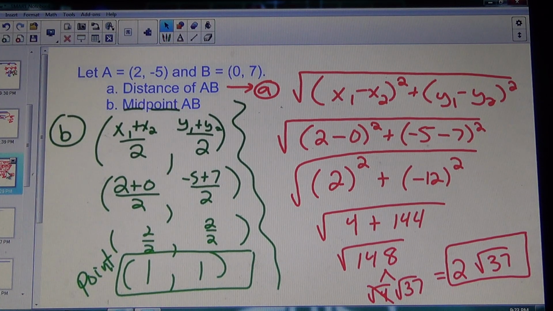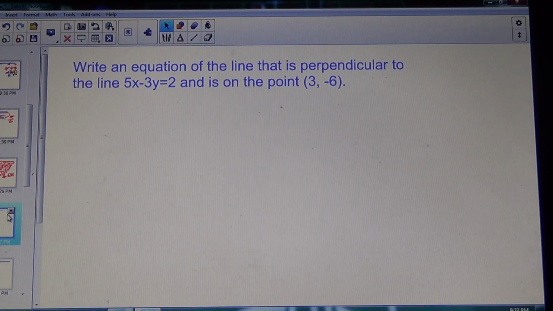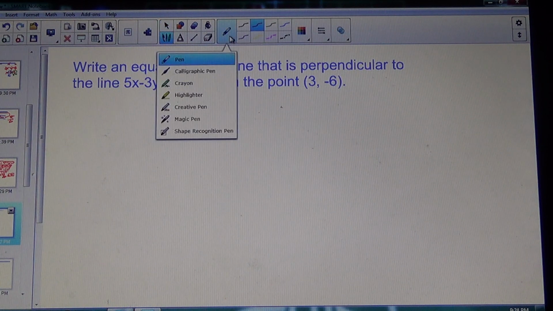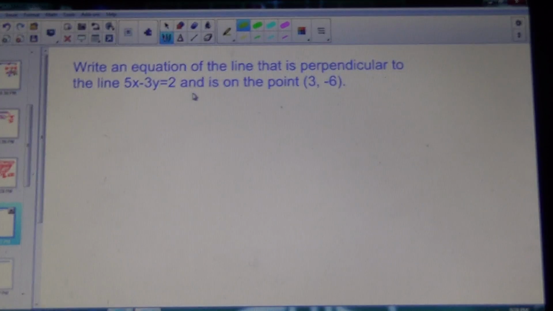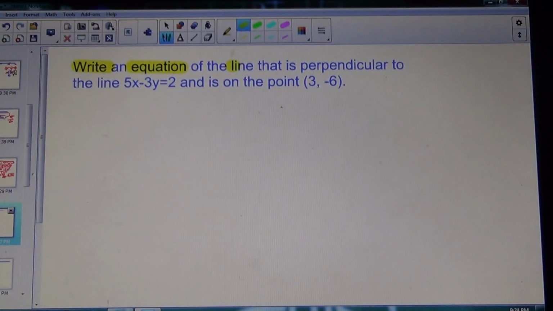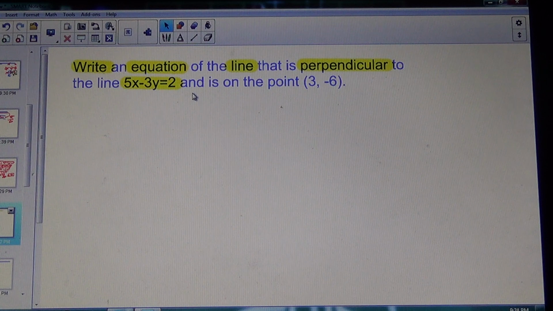Alright, next one. Write an equation of a line that is perpendicular to the line that's given there and is on the point that is given there. So when I look up here, I gotta look at some key things. I see they want me to write what? An equation of a line. Oh, I know how to do that. So do you. Okay, and then the other key word that came up here was perpendicular. And what did they give me to go perpendicular of? That guy. Well, perpendicular, what does that mean? Yes, negative reciprocal. So, of the slope.